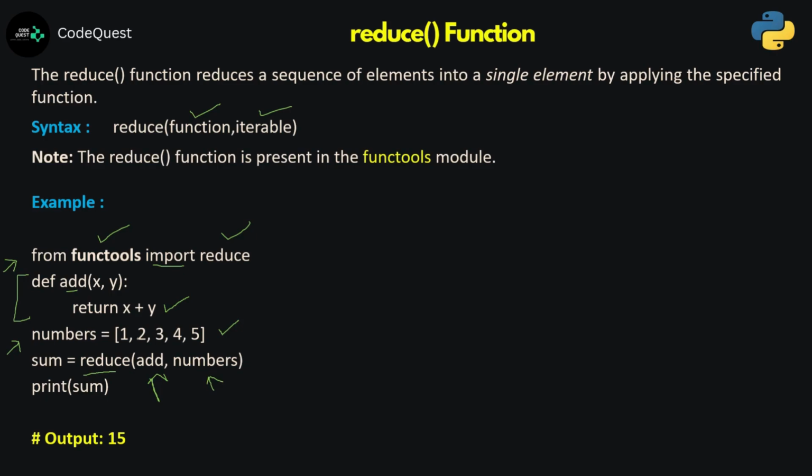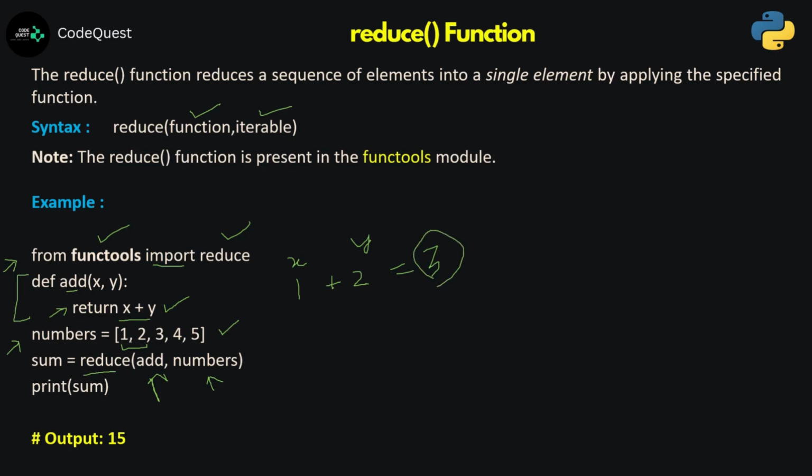From this iterable, it is going to take the elements. Because the function is looking for two parameters, the first two values are taken. So x is 1, y is 2, and the return statement returns x plus y. What is x plus y? It is 1 plus 2, so it returns 3. So these two, when passed to add, have produced a result of 3.